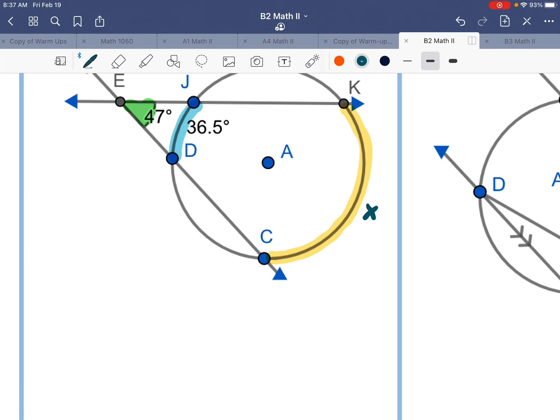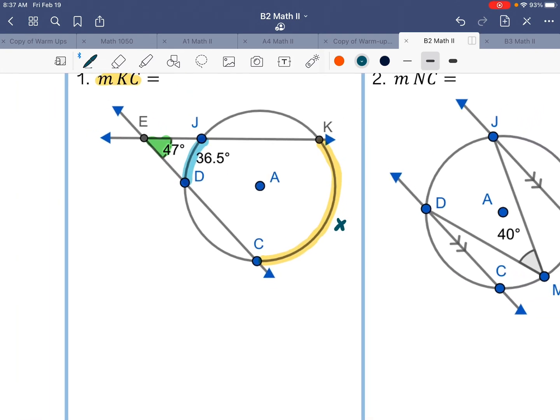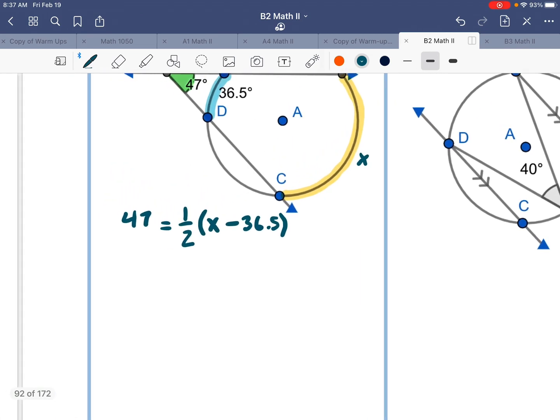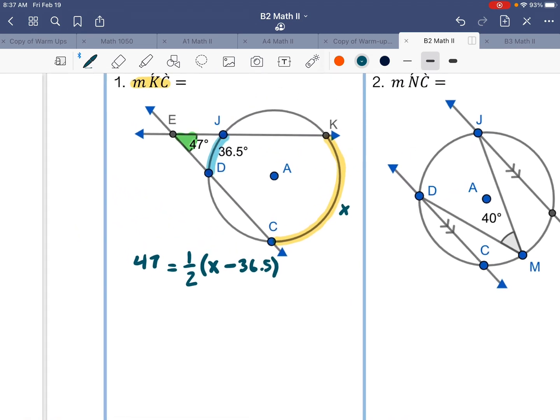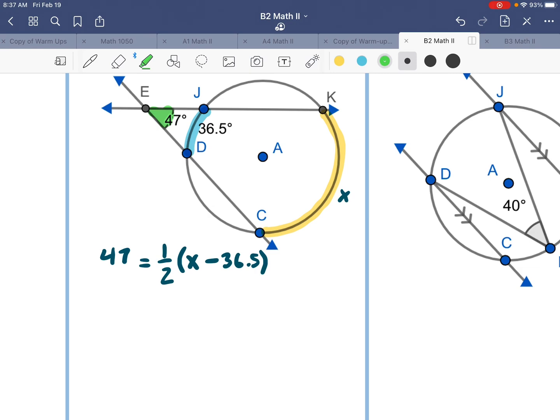So let's just call this angle X, because we don't know what it is, we're looking for it. If we do X minus 36.5, that's the big arc minus the small arc, divided by 2, or multiplied by 1/2, either of those, equals the green angle, which is 47 degrees. Now our job is to just solve for X. We've put everything that we know into the formula. So we have 47 degrees, 36.5, X. Okay. Now we just have to solve.